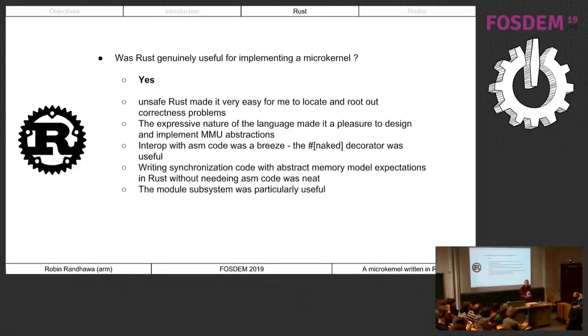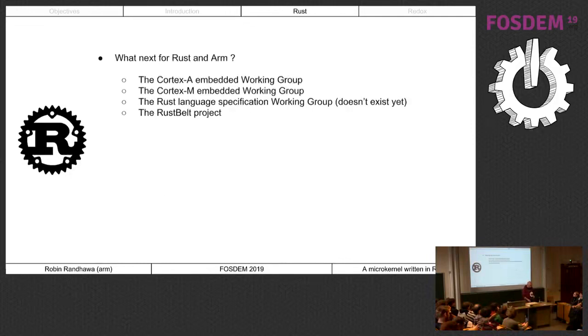Synchronization code was easy to do because of the memory model consistency specification, and the module subsystem was great. Basically, the kernel in Redox is a library module called kernel, and you can write an application that links against it, and all of that is hidden by the tooling for you. So what's next for Rust and ARM before I finally get to Redox?